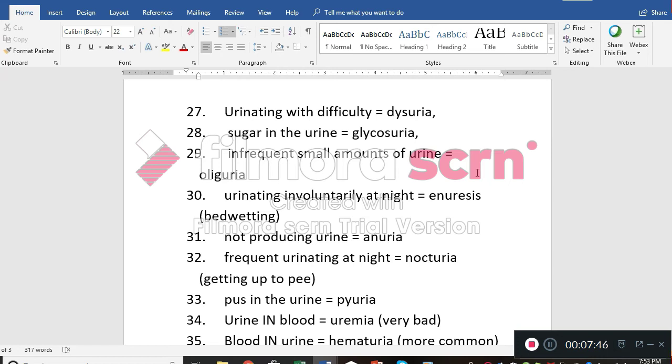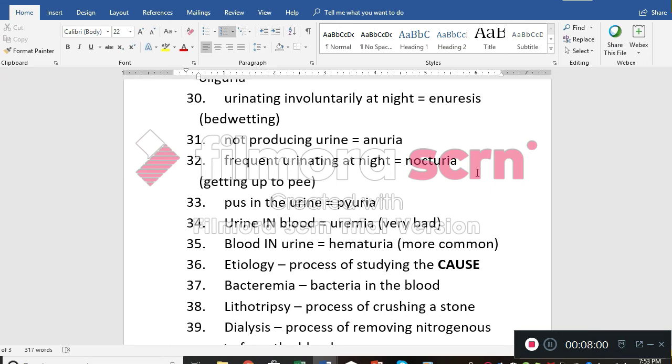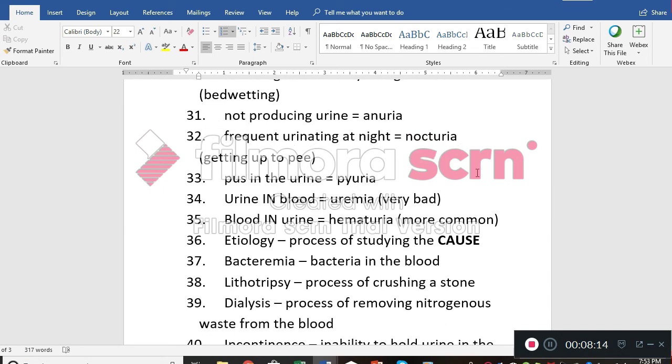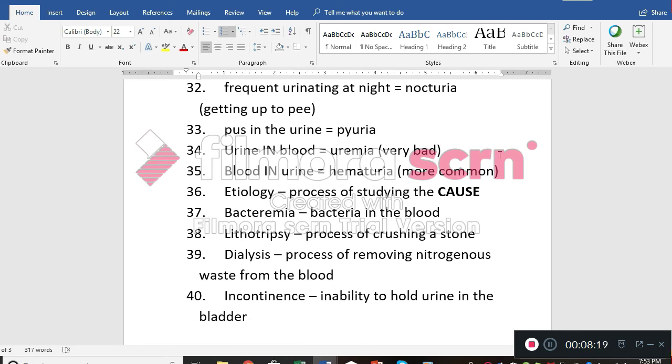When somebody wets the bed, we call that enuresis or urinating involuntarily at night. They are sleeping and they pee when they are sleeping. Not producing urine would be anuria. Nocturia is frequent urination at night. So this is when somebody is getting up multiple times a night to pee, is nocturia. Pus in the urine is pyuria. Urine in the blood is uremia. This is a very bad condition. It can cause toxicity, uremia.